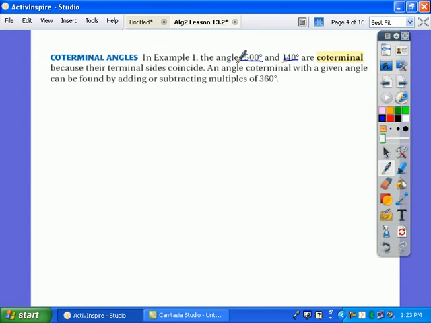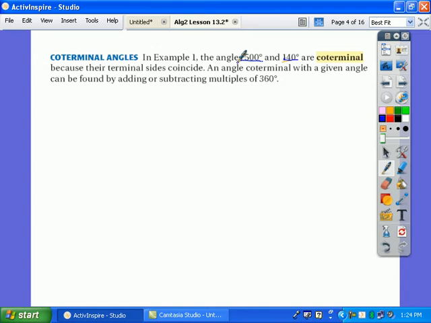If I drew an angle that was 140 degrees or I drew an angle that was 500 degrees, you wouldn't be able to tell the difference unless I told you that I was drawing an angle that was 500 degrees. And so we term this coterminal. We're going to take a look at a couple examples of coterminal angles on the next slide, just like 500 and 140 were on the previous slide.